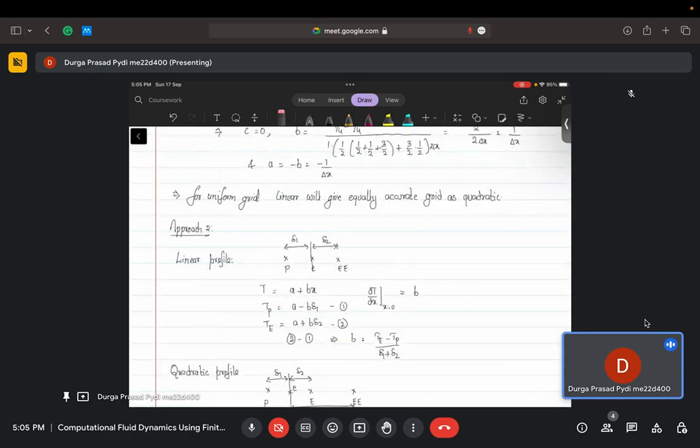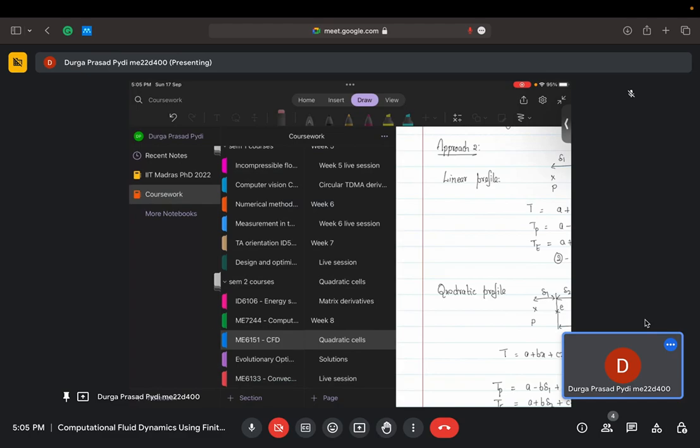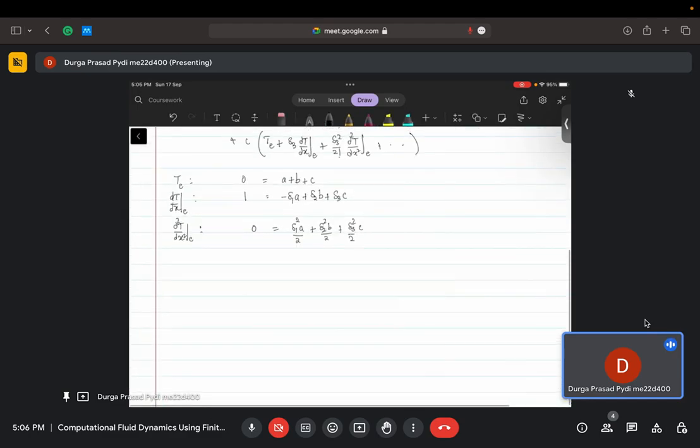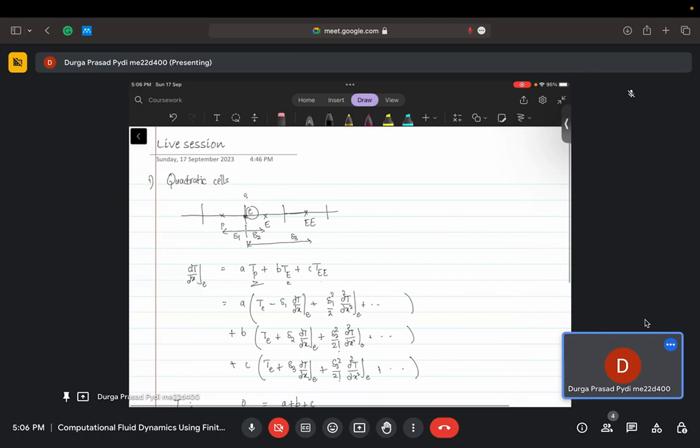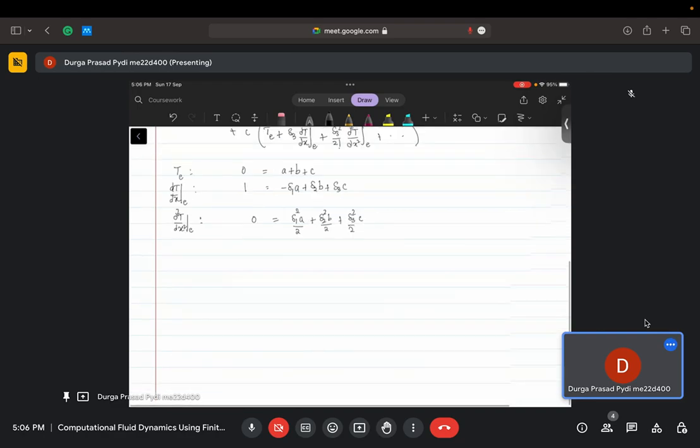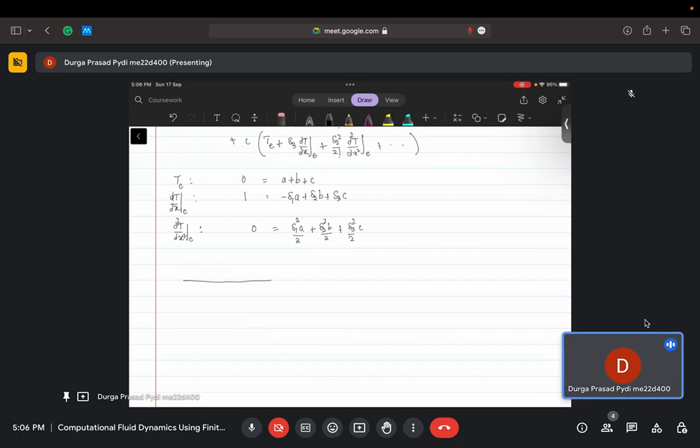Now alternatively you can also think of it in a different way. There was a question last week where someone asked why we are calling it a quadratic assumption when we are essentially taking a linear combination of the cell centroids. The rationale is, if this is your P cell, between P and E we are assuming a linear profile. So T, we are assuming as A plus Bx. If it is of this particular form, then we have two unknowns, A and B.